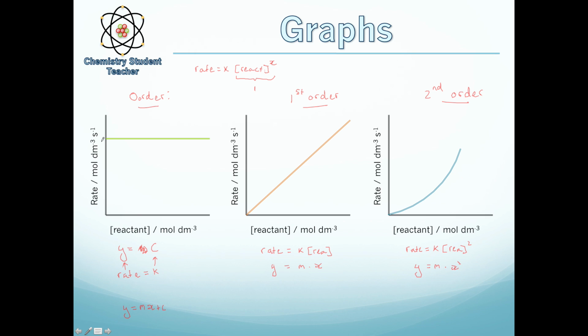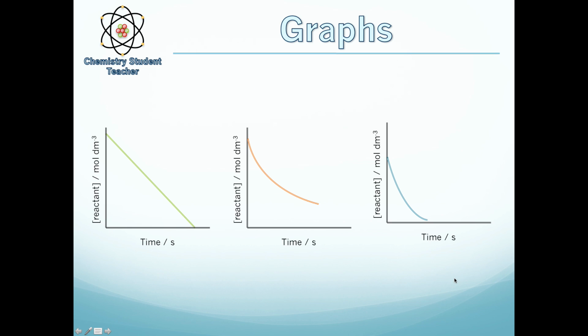Like I said, you can just memorize this if you want, but I've just shown you how you actually get those shapes of graphs just using this rate equation here. So when x equals 0, that term effectively just turns to 1. When it equals 1, it's just itself, and when it equals 2, it's squared. So we get y equals c, y equals mx, and y equals mx squared. Now let's look at some different types of graphs. Again, you can just remember these, and to be honest, I would say they're easier to remember than looking at the maths behind it.